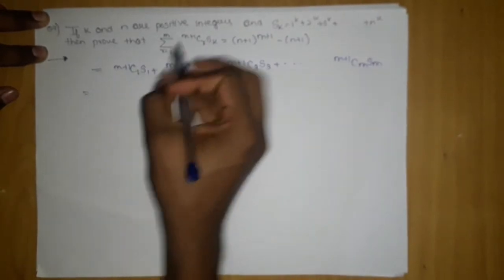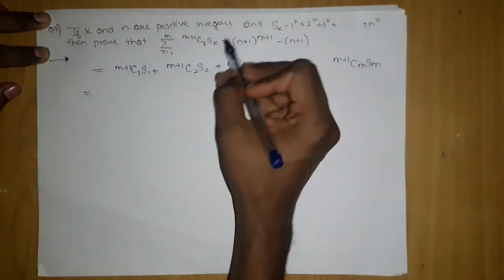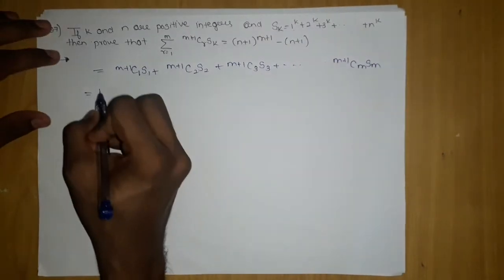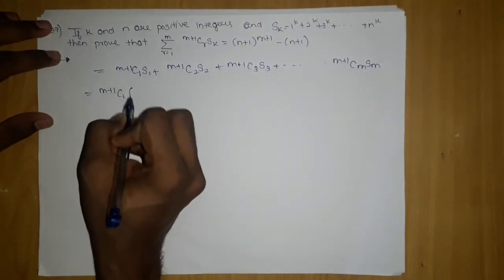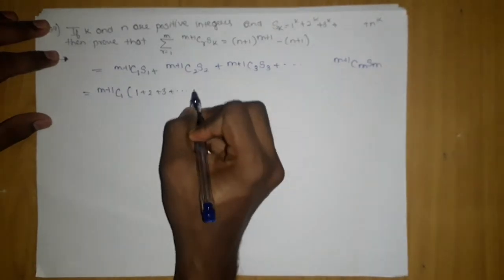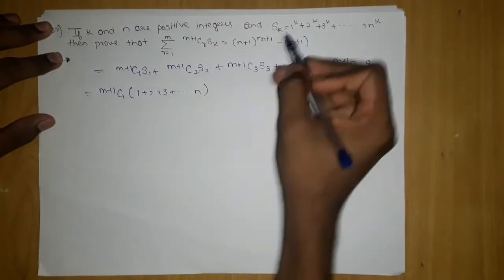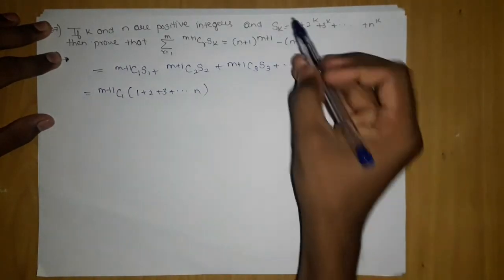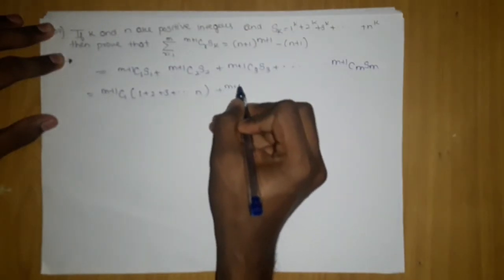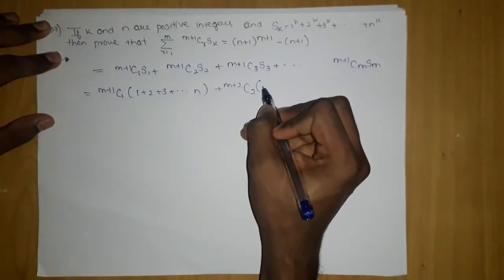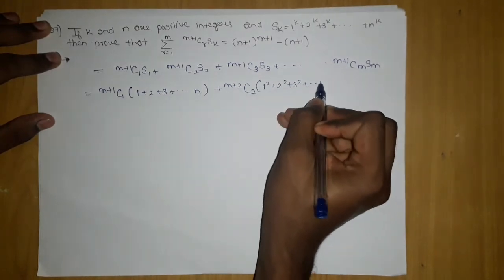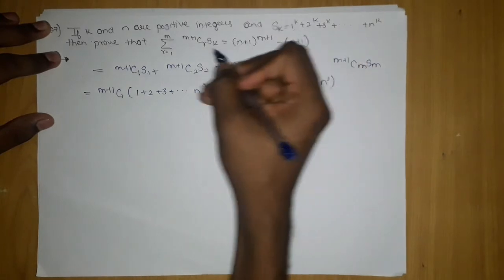Now each S is nothing but, instead of k I have to substitute 1, so I will get this S_1. S_1 will be 1^1, 2^1, 3^1, up to n^1. For this S_1, k is 1, so if I substitute, it will be 1 + 2 + 3 + 4 till n. Now for (m+1)C_2 S_2, it will be 1^2, 2^2, 3^2, and so on till n^2. Here our k value is 2.